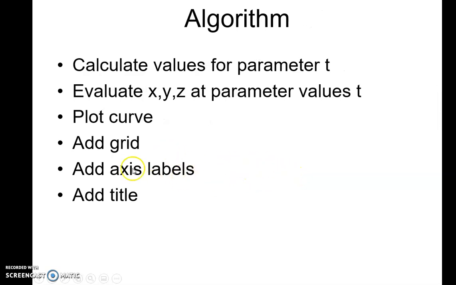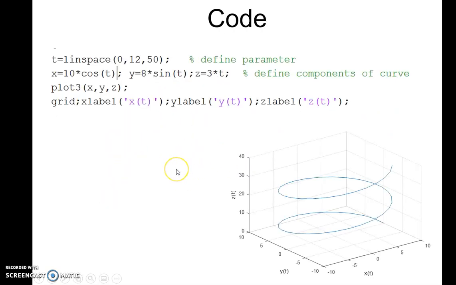The algorithm for plotting it in MATLAB is first you have to set up your vector t, your array. Then you have to calculate all 3 of these. Then you plot the curve, and you can add your different things to it. So here's where I did one. My parameter is t, going from 0 to 12. I want 50 points. And my function, if I wrote it as r, would be 10 cosine t i hat, 8 sine t j hat, 3t k hat.